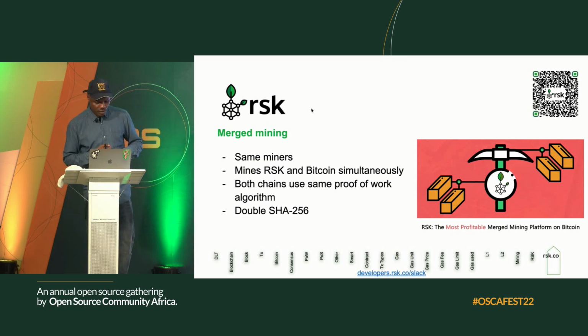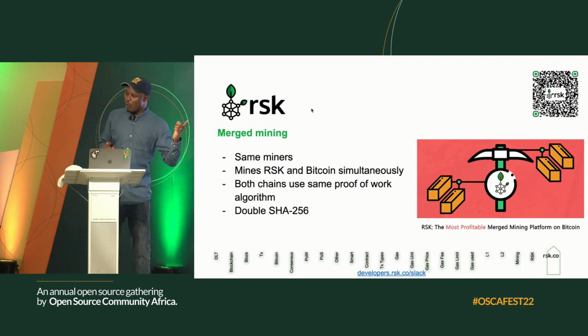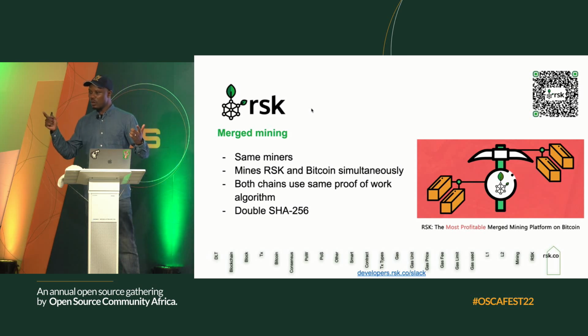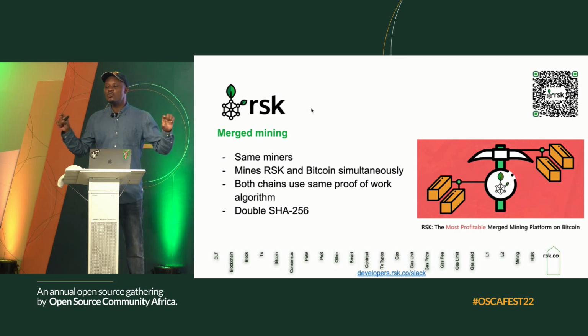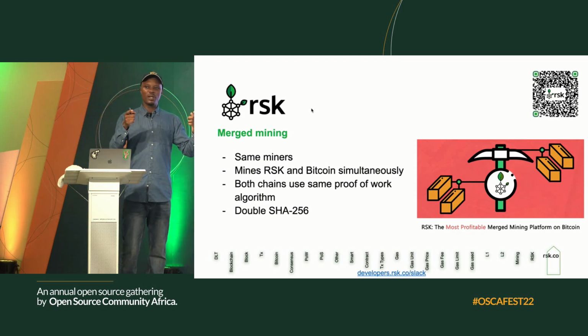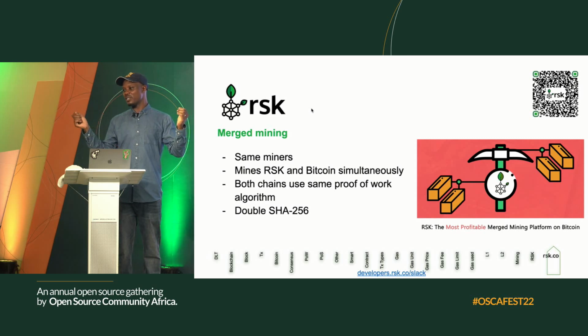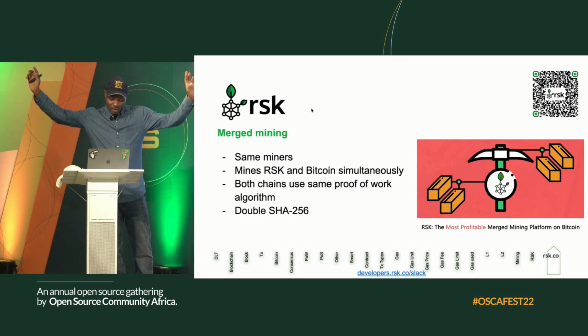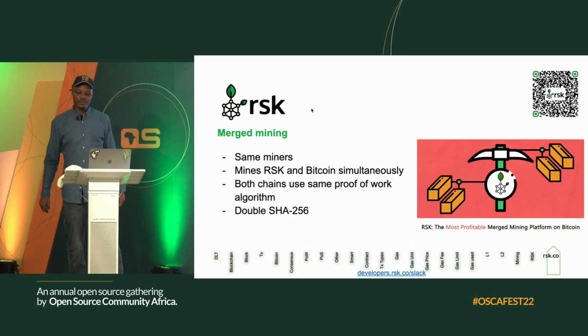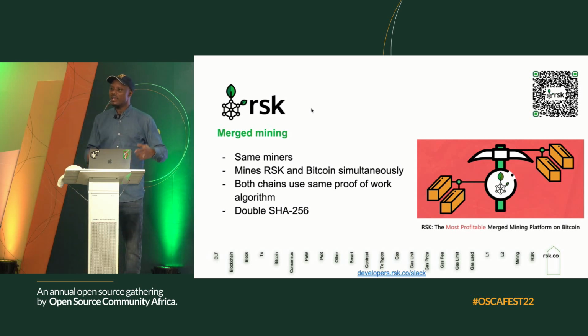That's key. Now, this is possible because Bitcoin is layer 1 and RSK is layer 2. But the interesting thing is that they use the same consensus algorithm. They use the same proof of work consensus algorithm. That's why miners who mine for Bitcoin can also mine for the RSK.